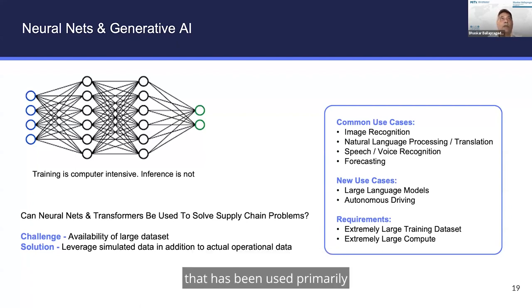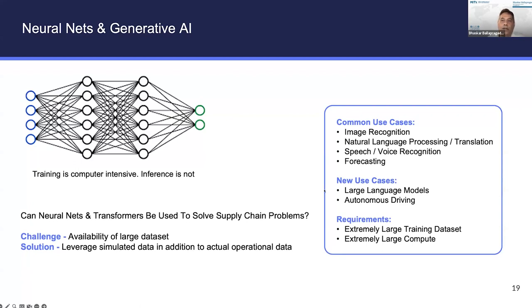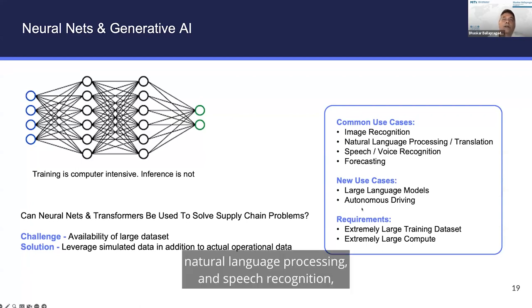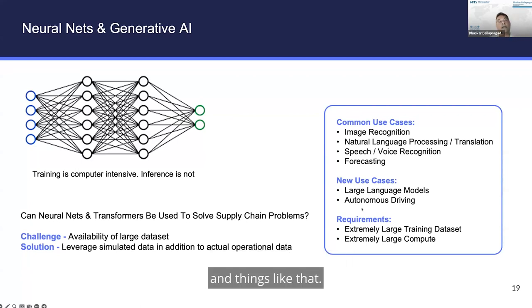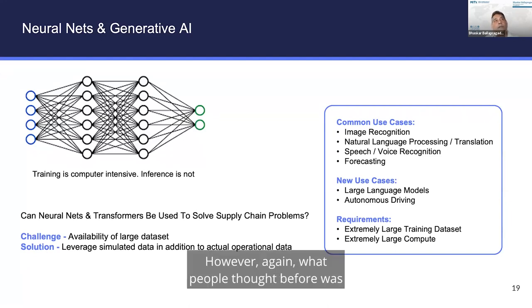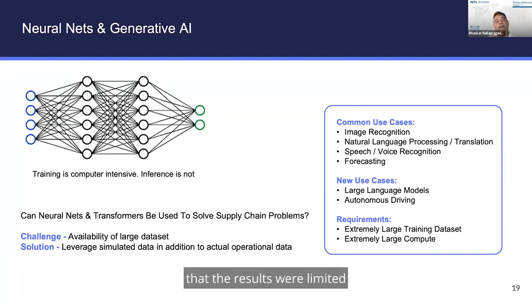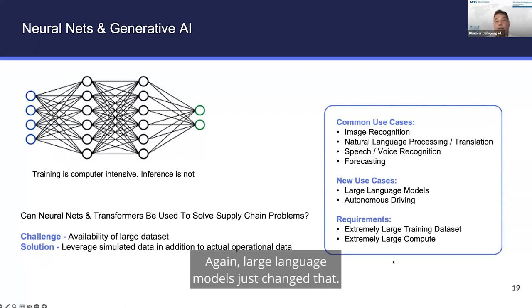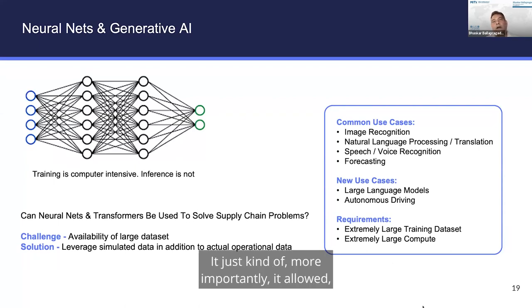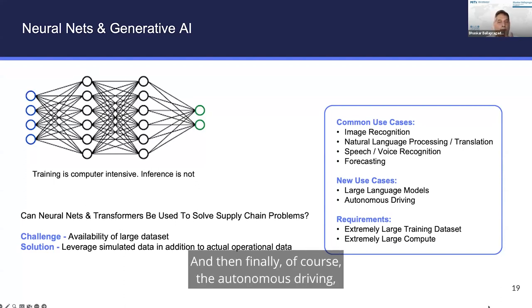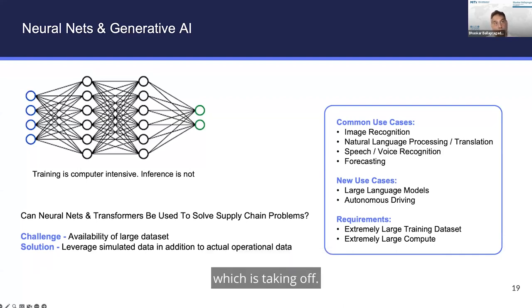That has been used primarily for things such as image recognition, natural language processing, and speech recognition, and things like that. However, what people thought before was that the results were limited to those types of solutions. Large language models just changed that. More importantly, it told us what else is possible with these things. And then finally, of course, autonomous driving, which is taking off.